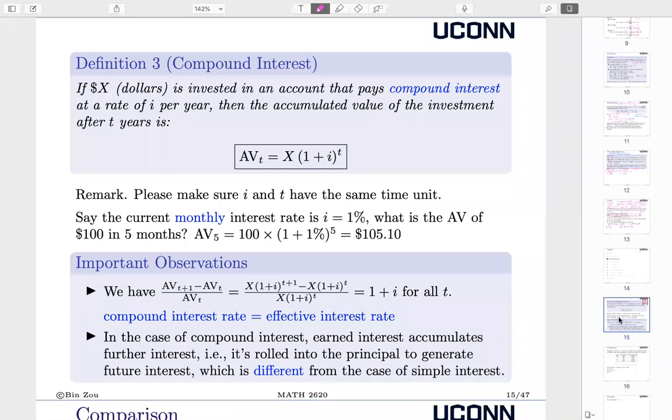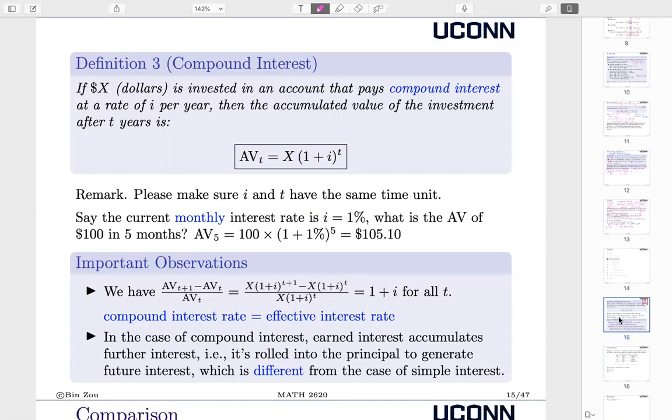First, the definition. Let X be the amount of dollars invested in an account that pays compound interest at a rate of I per year. Then the accumulated value of this investment account after T years is given as X times (1 plus I) to the power of T. So this tells us how the account value will accumulate over time, right?